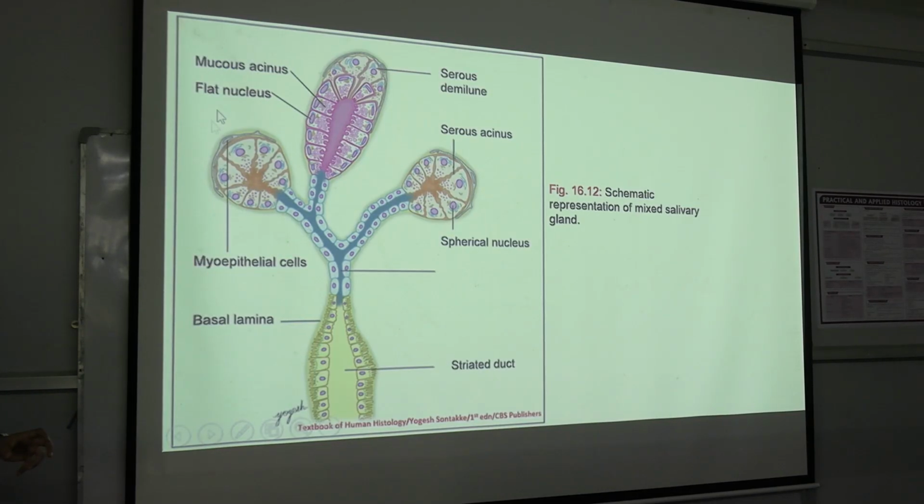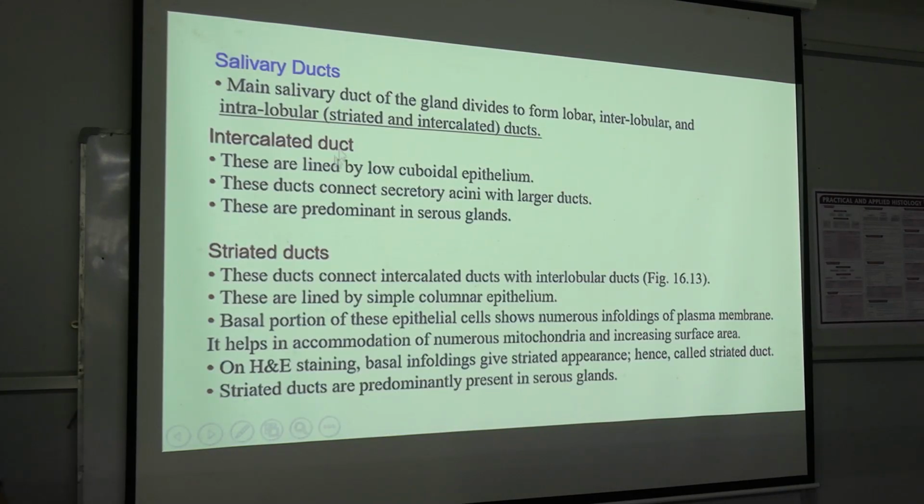That means suppose we have this particular thing as a lobe. Inside this lobe we have these small ducts. These ducts, we give a special name in the salivary gland: we call them striated ducts or intercalated ducts. These two terms you have to keep in mind. Once you see that in the histological picture, that will clarify what I am trying to say.